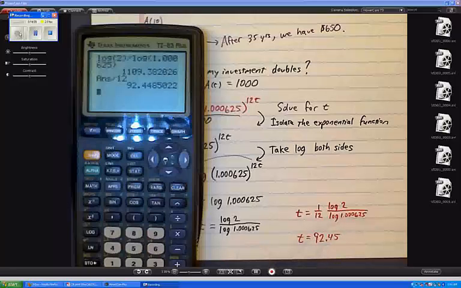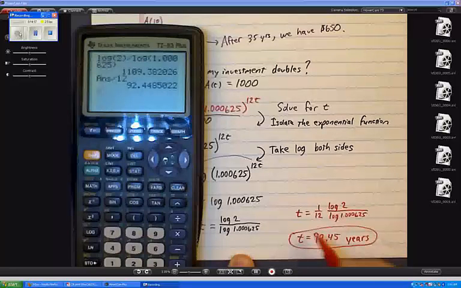Don't put your money in that bank account, right? It's going to take 92 years for your investment to double. But that's because that's an extremely low interest rate. Okay? 4%, remember how long it took? It took less than 30 years for my investment to triple. Okay? So this gives you a little feel for interest rates you may not have had before.